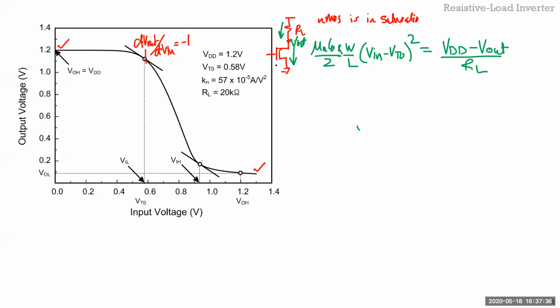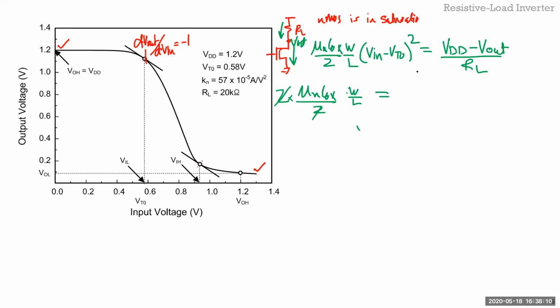So you want to take the derivative from both sides, d over dV_in on both sides, because you want the quantity dV_out over dV_in, right? So if you take the derivative on both sides, the left one will become mu_n Cox W over L by 2. Then take 2 times of that, so they'll cancel. And V_n equals 0. Yeah, so that's it, right?